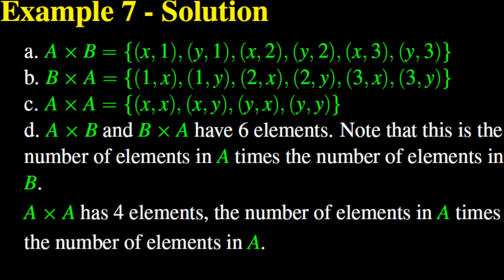Question D: the Cartesian product A times B and the Cartesian product B times A have 6 elements. In fact, this is equal to the number of elements in A times the number of elements in B. The Cartesian product A times A has 4 elements. This is equal to the number of elements in A times the number of elements in A. With this, we end this lecture.